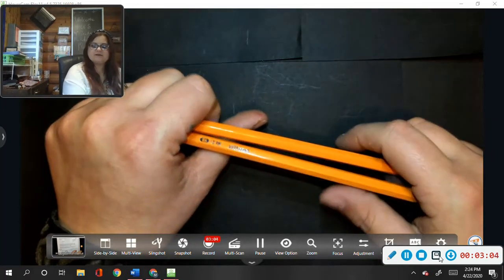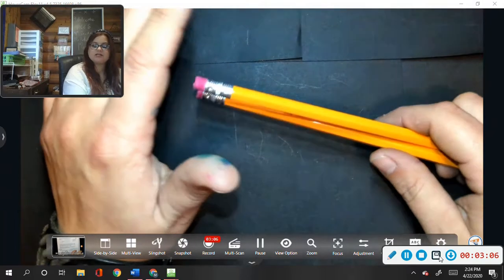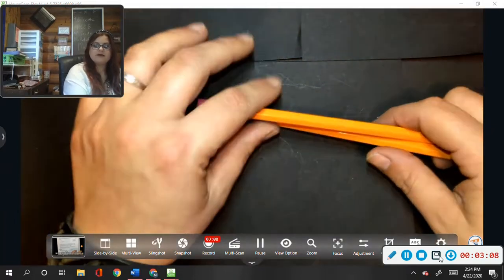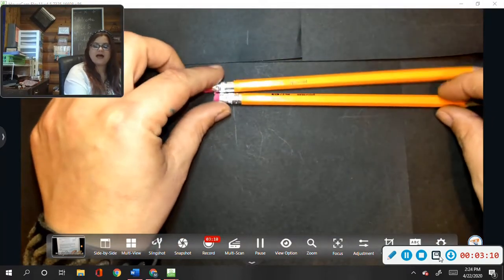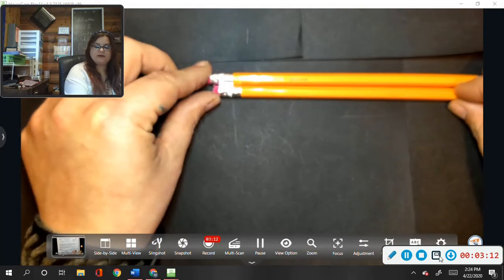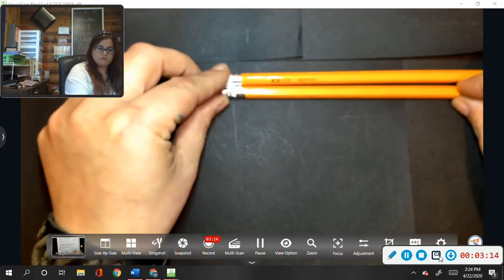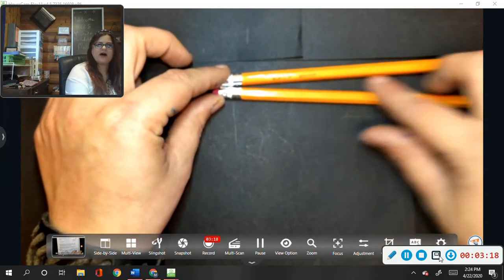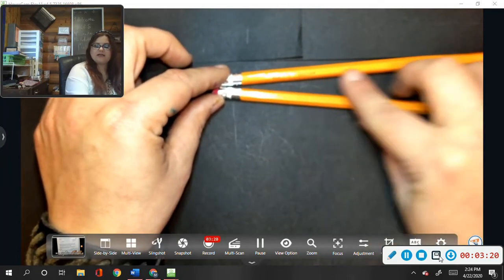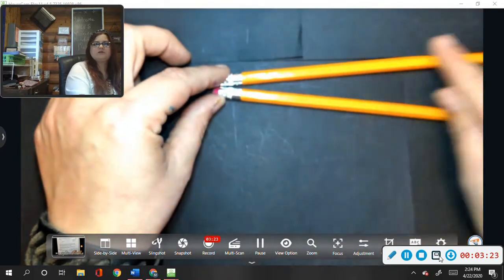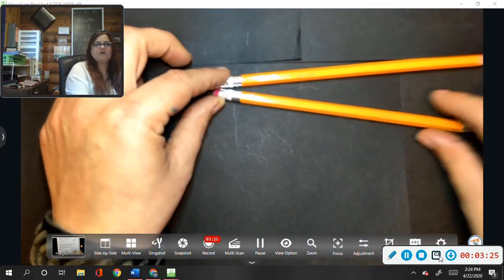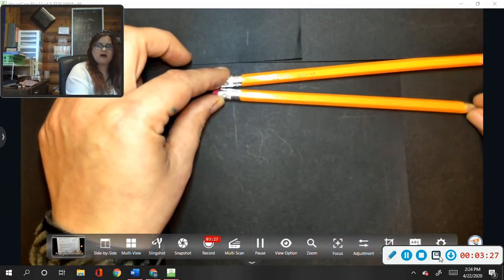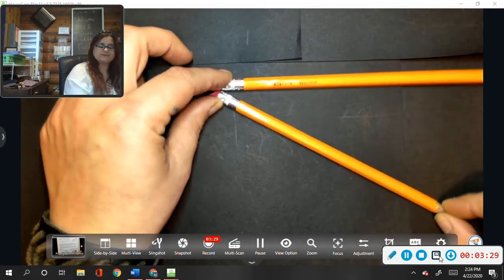The size of the clock face and the length of the hands do not change the measure of the angle. The measure of the angle describes how wide the angle is open. So when we talk about the measure of an angle, it's just talking about how wide it is right here, not how long the lines connecting the angle are, but how wide it actually is.